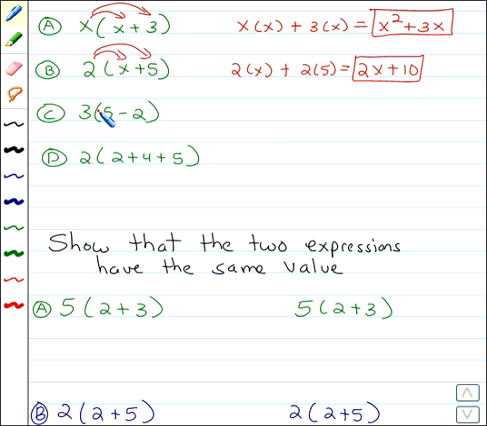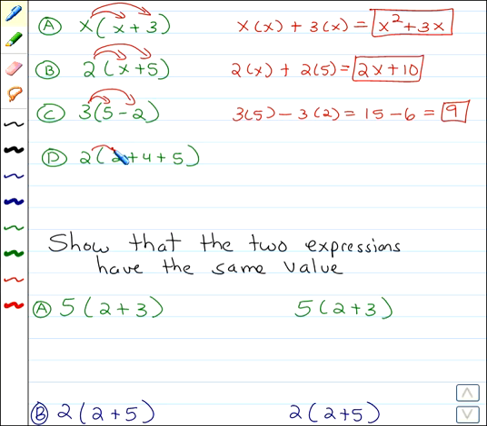Okay, we're going to end up multiplying 3 times 5 and 3 times 2, and it's a minus there. We're going to end up with 3 times 5 is 15 minus 3 times 2 is 6. Now, 15 minus 6 will give us 9, and that will be our answer simplified.